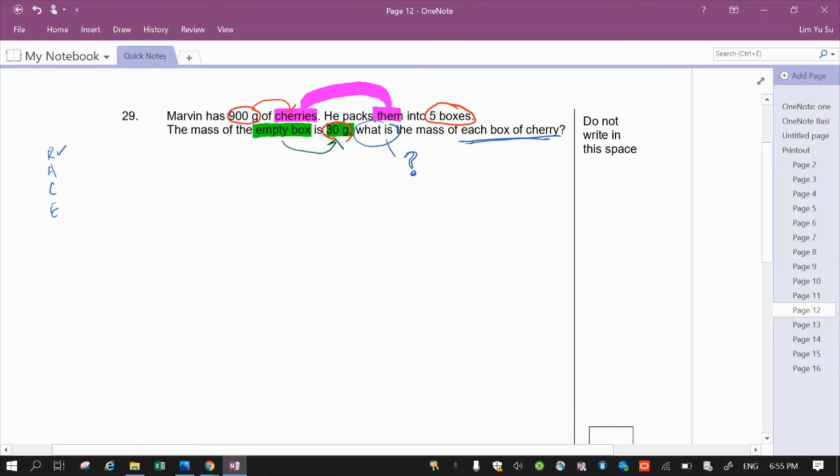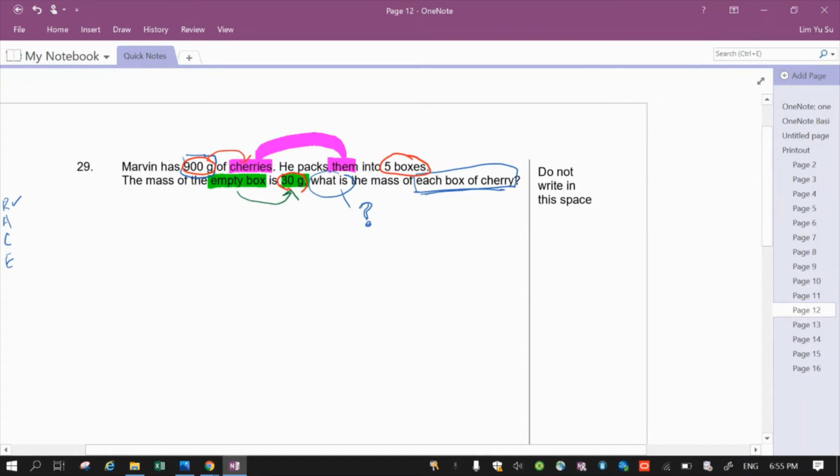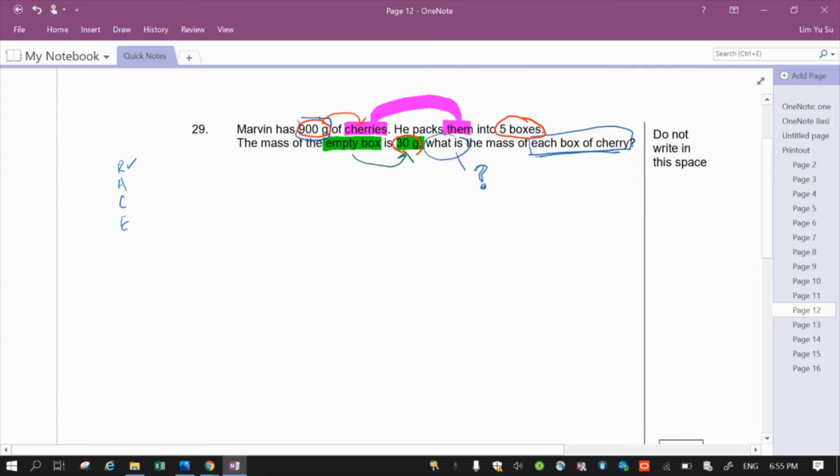Okay, and many of us just went to 900 grams, and some of us wrote 900 grams as the answer, but that's not correct. You realize that this final part talks about each box of cherry. So if you're still fumbling at what this question is talking about, let me try to help you understand by drawing some sketches.